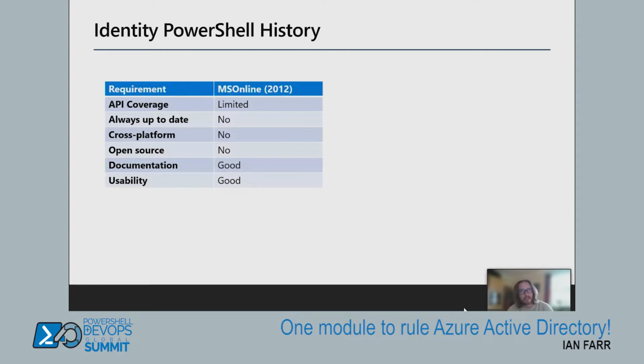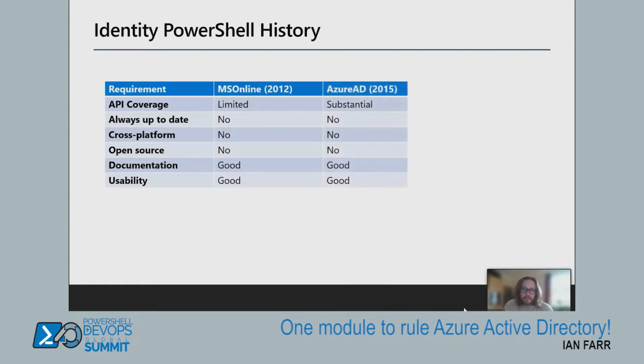So when we think about API coverage, yes, it's limited, it has a small amount of functionality, but still actually core and critical functionality. Is it always up to date? No, periodic releases, and it hasn't been updated for a little while. Cross-platform? No, just Windows. Open source? Certainly not. Documentation? Yeah, I'd say pretty good, although it maybe needs some updates by now. And usability, an IT pro can just pick it up and use it as expected.